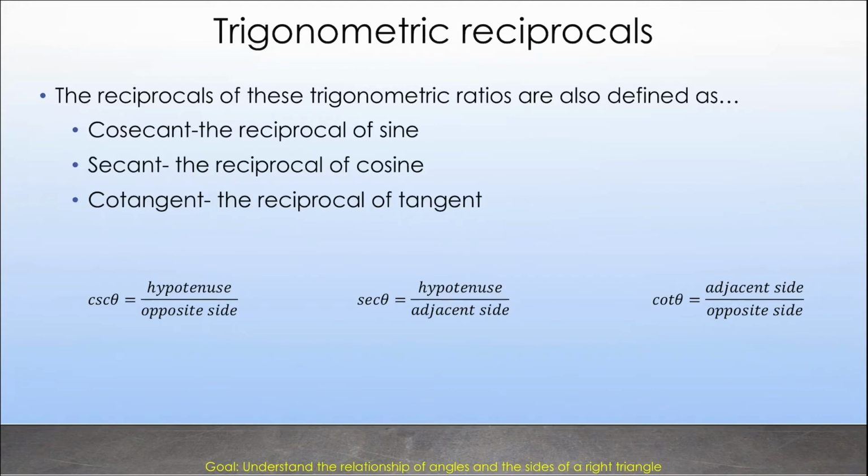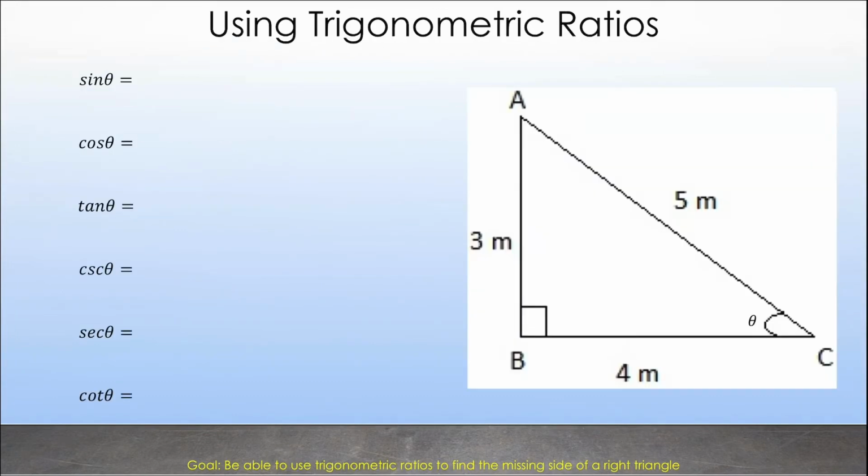I remember this as C and S cannot go together, so I have a C and an S. Cosecant with sine, secant with cosine, and cotangent with tangent. Okay, so primarily those two. Cotangent and tangent are easy to know, they go together. The cosecant and secant can get mixed up a little bit.